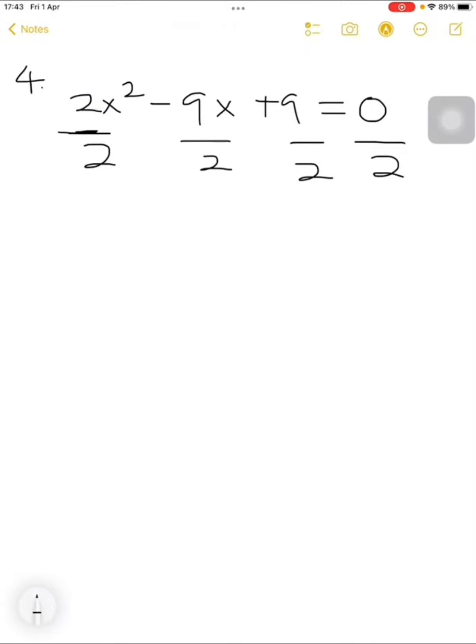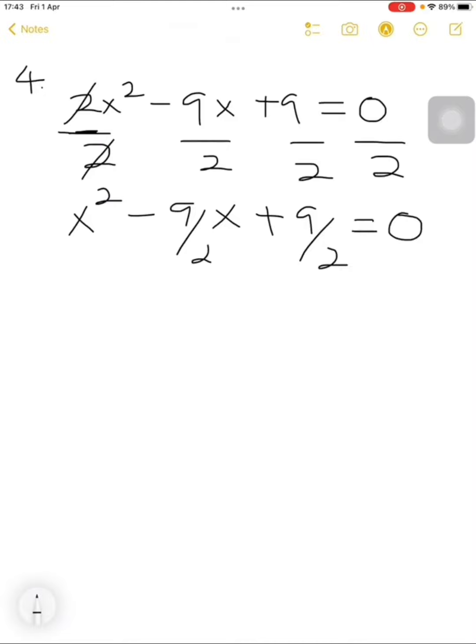So that one cancels with that, and then we have our x² − (9/2)x + 9/2 = 0. That's step number 1. Step number 2, we have to be left with only this. The constant goes to the other side. So we'll be left with x² − (9/2)x = −9/2.